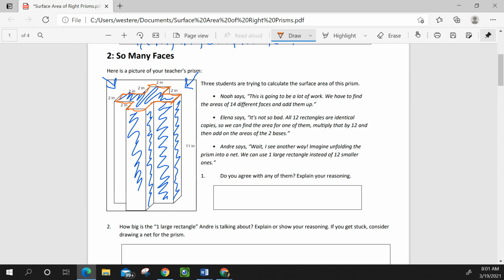All right, so Noah says it's going to be a lot of work. We have to find the area of 14 different faces. So the 12 rectangles plus one on the top and one on the bottom, that's 14.